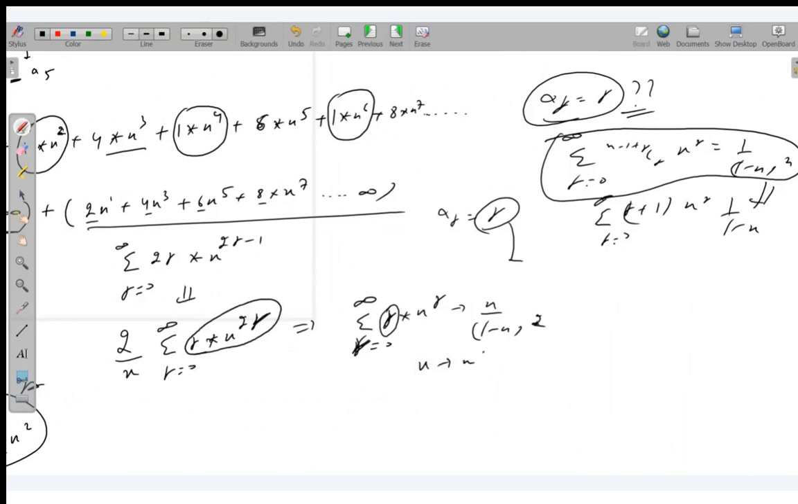You just replace x by x square. So the sum over r from 0 to infinity of r into x power 2r, what we will get? x square upon (1 minus x square) whole square. So simple. We have got the formula.